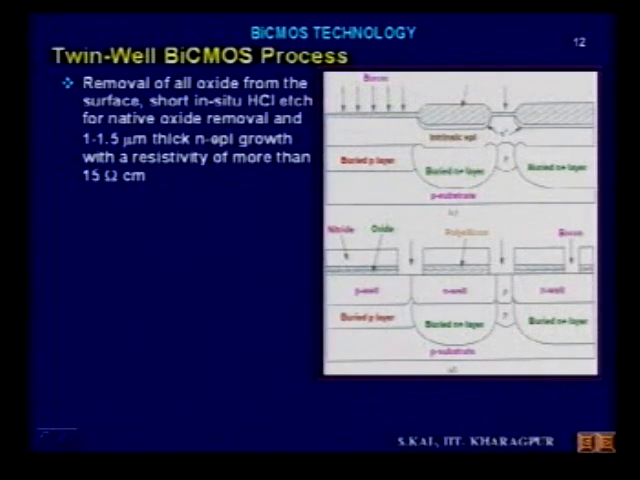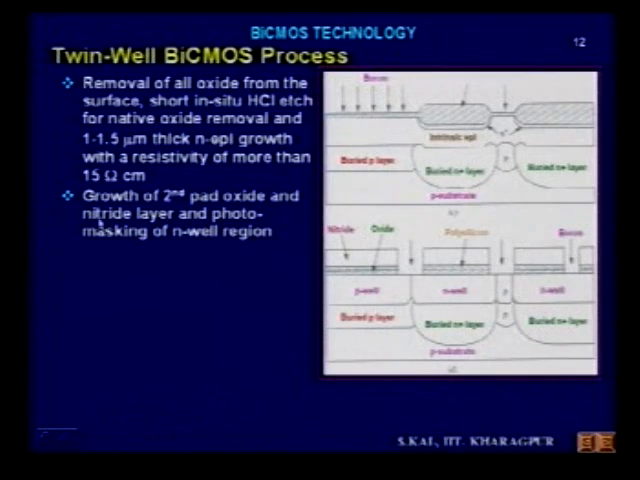So after the P buried layer, you remove all oxide, then HF for native oxide removal, and 1 to 1.5 micron thick N epi is grown. This is intrinsic epi with a resistivity of more than 15 ohm centimeter. More than 15 ohm centimeter, okay?